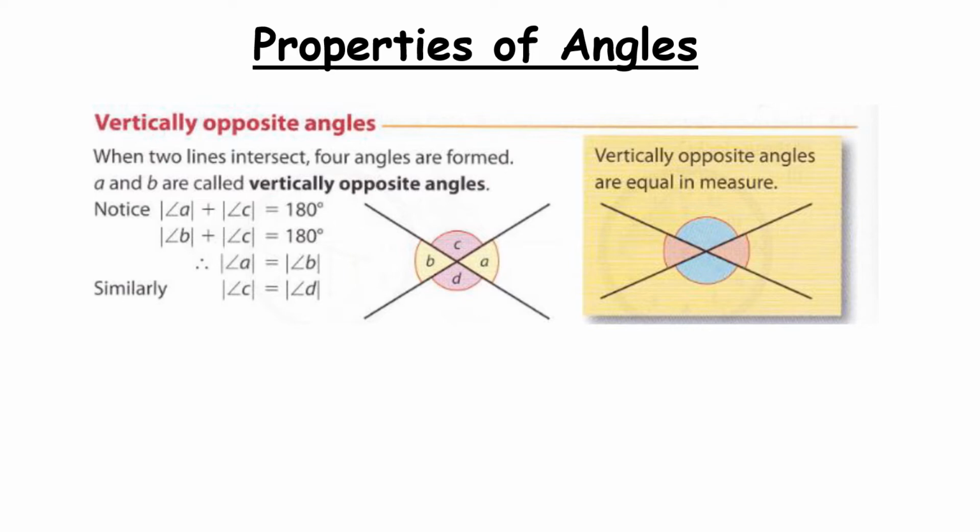Here we have 2 straight lines which intersect, so effectively like an X, and here we know that two opposite angles are equal. So they've given us a little proof here.